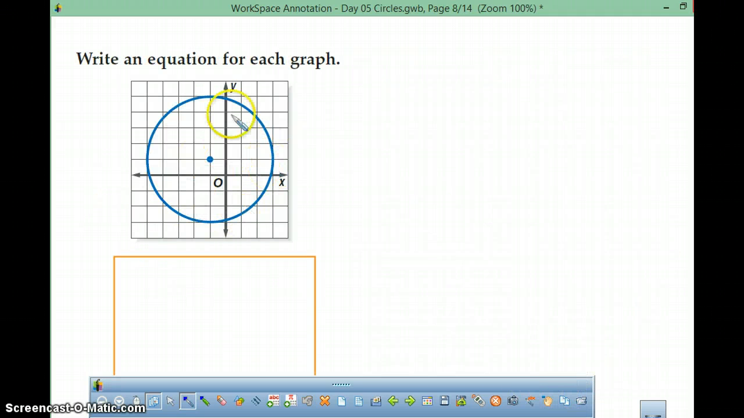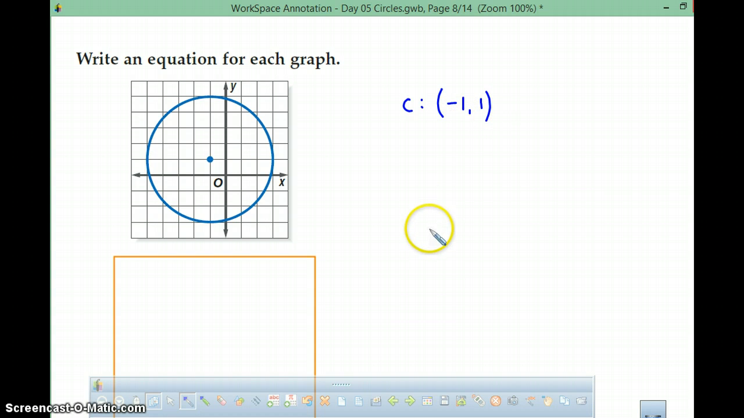All right. Let's go backwards. Write an equation for each graph. Here's a circle, and it is a lovely one. What's the center? The center is negative 1, 1. What's the radius? I'll just count out. 1, 2, 3. Try it. 1, 2, 3, 4. I got it. 4.